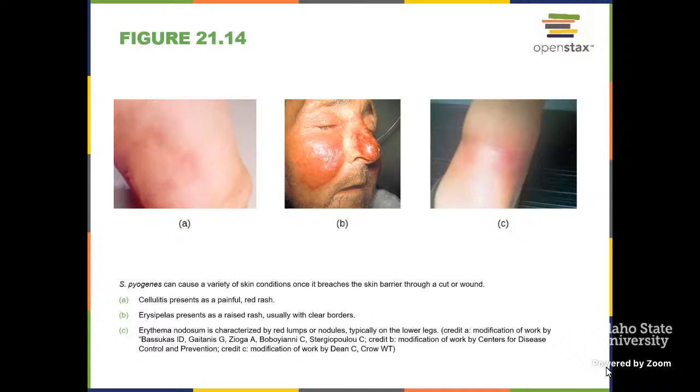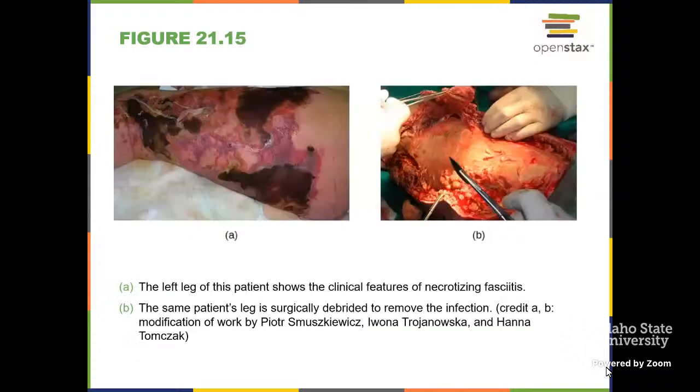Some skin infections where we see it making its way through the skin, either through a cut or a wound, something like that that allows it to make its way in is typically how we think about it causing these problems. So cellulitis is what we see in this first one, erysipelas, this raised rash, also typically on the face, and the erythema nodosum, lumps or nodules, and this typically in the extremities.